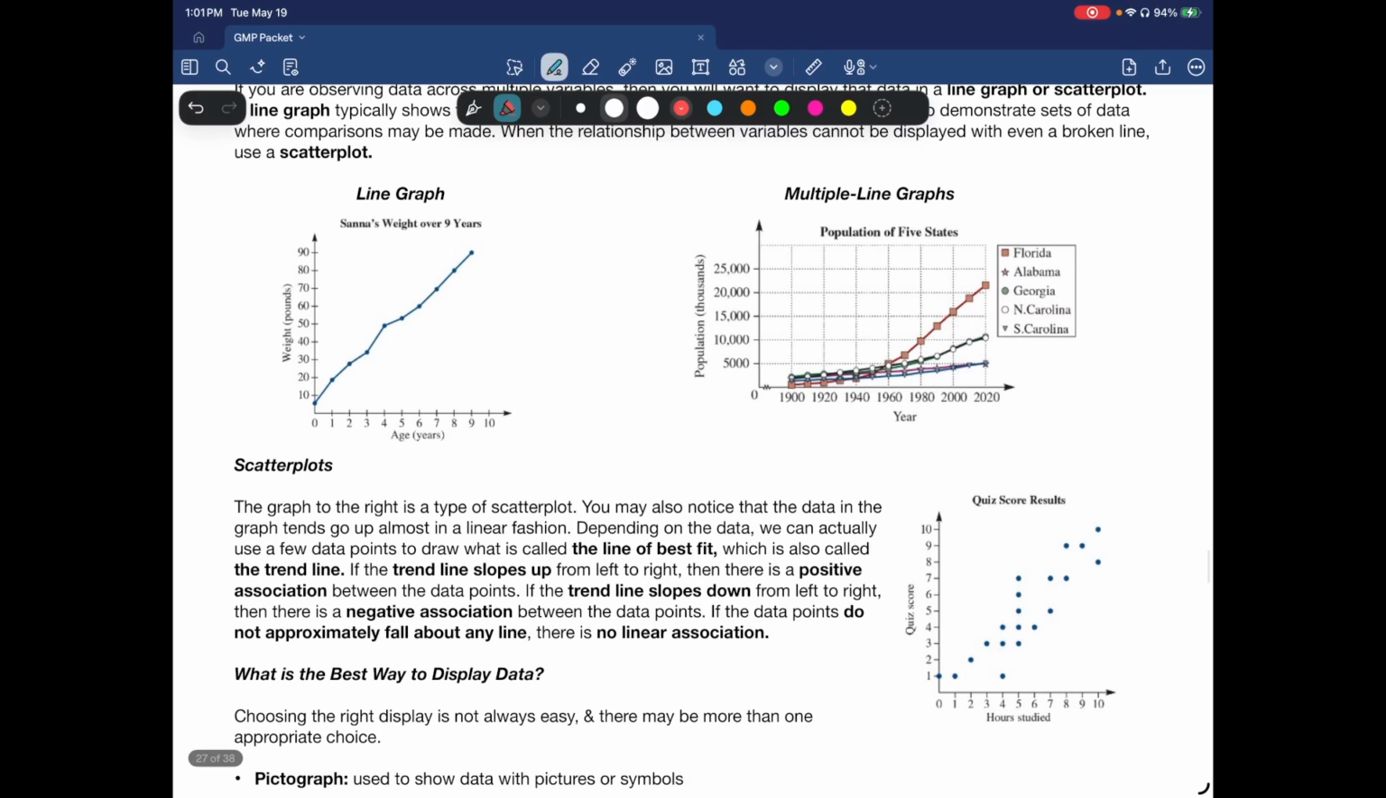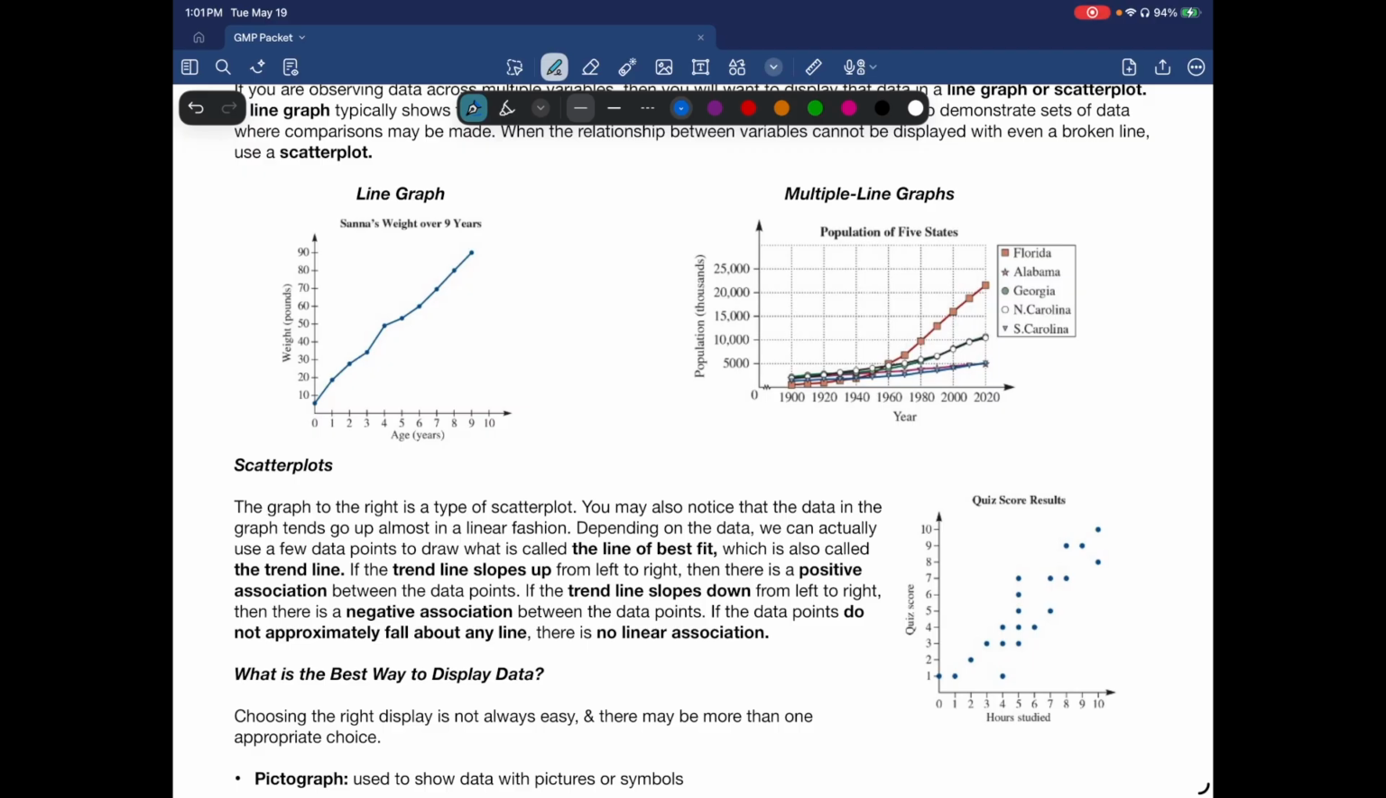Now, for a line graph, you have the simple Santa's weight over 9 years. So if you're keeping up with the weight, hopefully it's going down, unless you're a child and you're getting older, stuff like that. And so that's one point of data. And then population over 5 states, and it's multiple lines, so they're comparing 5 states at once. And so you see how the population is increasing over time.